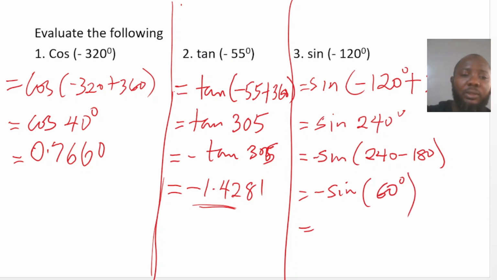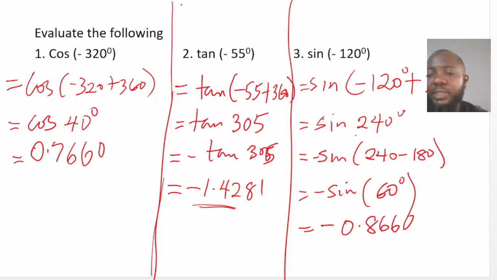If you use your calculator and use sine 60 degrees, it was 0.8660. That is minus 0.8660. And at the same time, press sine 240 to get the same thing, minus 0.8660. I hope this is very clear to you. So that is that. That is what we have under this topic for you.